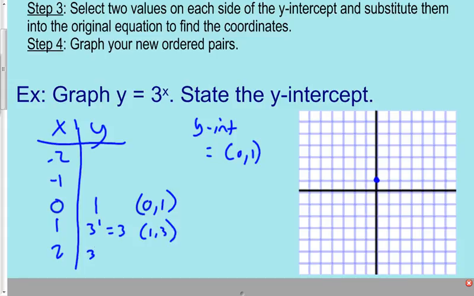3 to the second power is 9. So our ordered pair would be 2 and 9. 3 to the negative first power, remember that would be 1 over 3 to the positive first power. So our ordered pair would be -1 and 1/3.